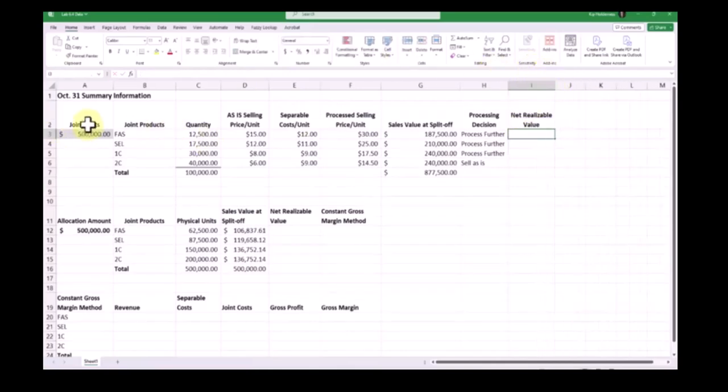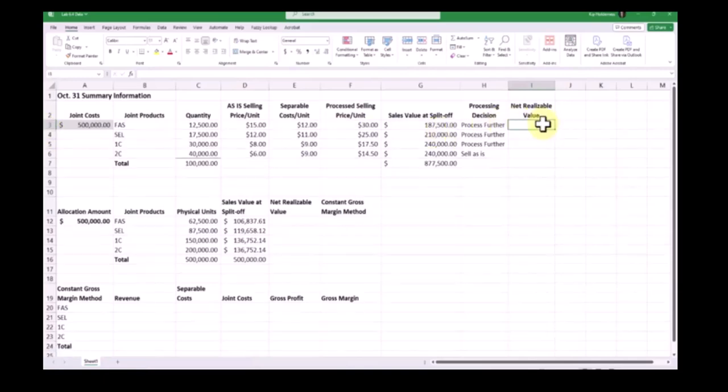Make this a little bigger. Okay. So the net realizable value for first and seconds is going to be equal to the sales price after processing these units further minus our separable cost per unit times the quantity of board feet that we have. And that's going to be the same for the first 3 products. Let's make all of these an accounting number.